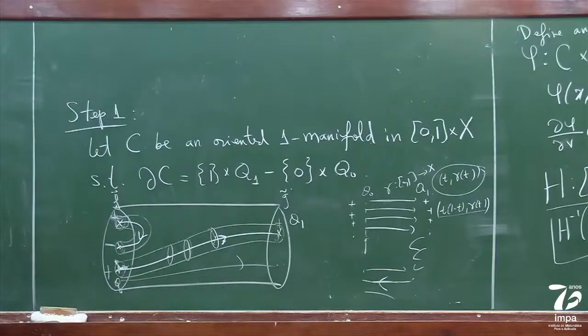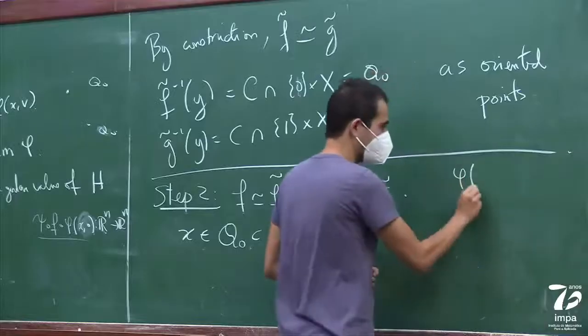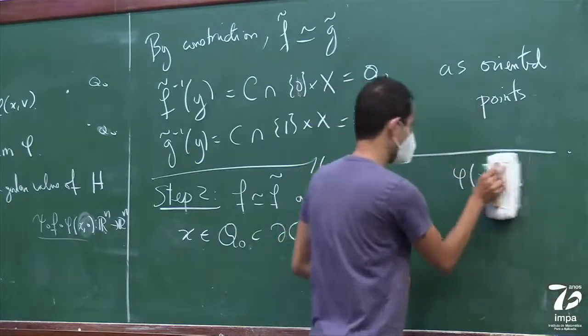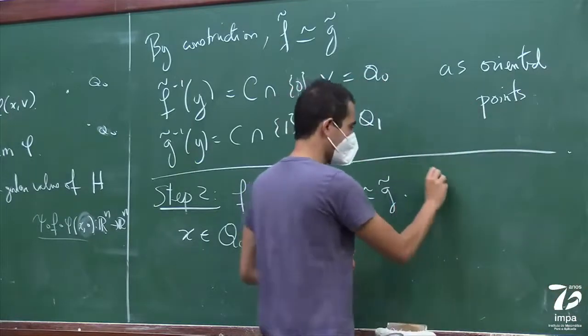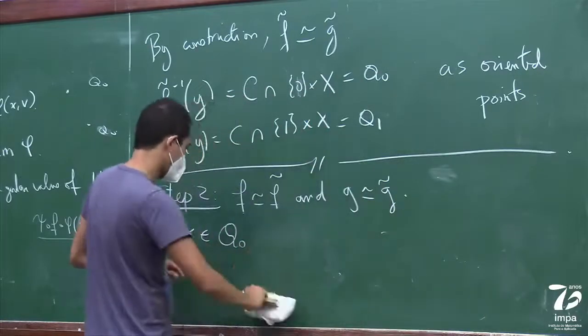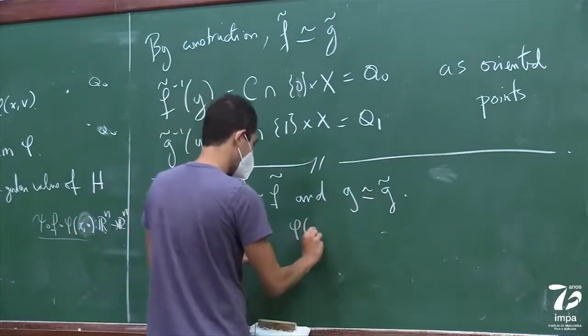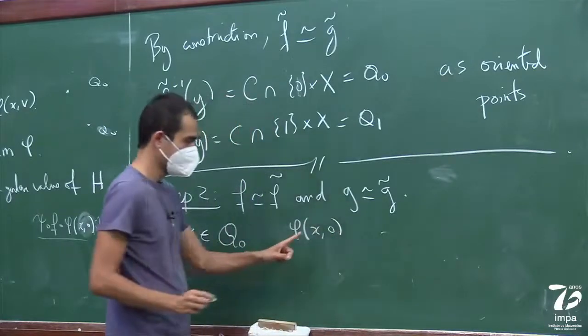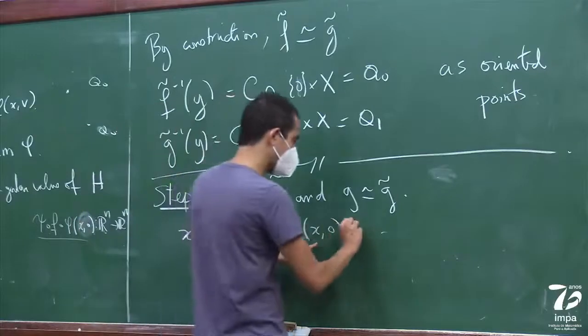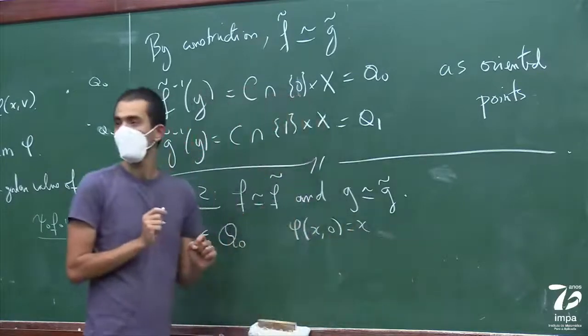Yeah, because if I take a point that's on Q0, so I'm going to do something for Q0, then I'll do the same thing for Q1. So if x is in Q0, then I have that phi of x0 is just mapped to the same point. So this is just the same x, right?